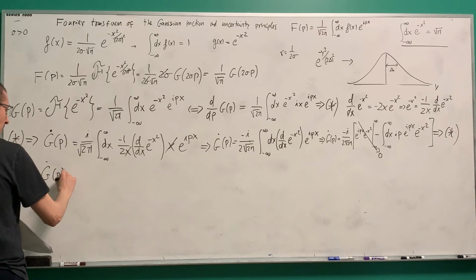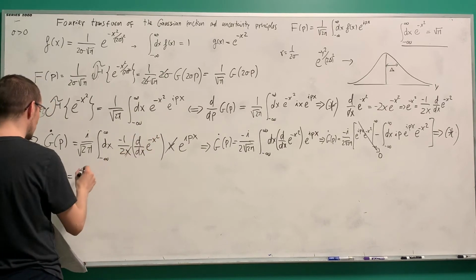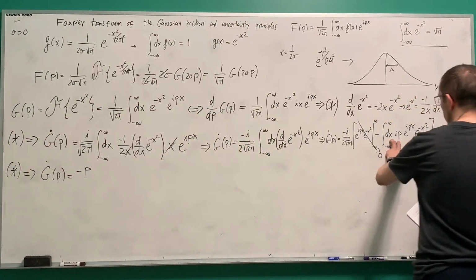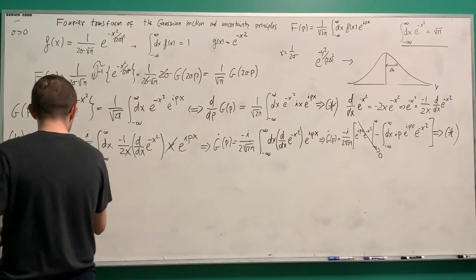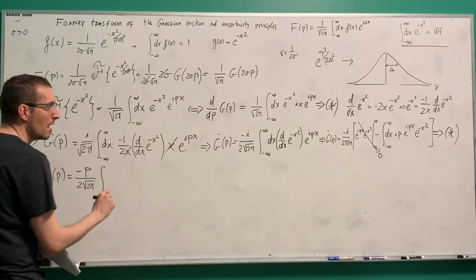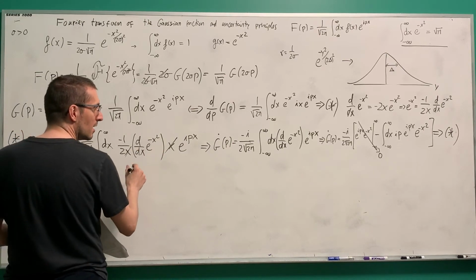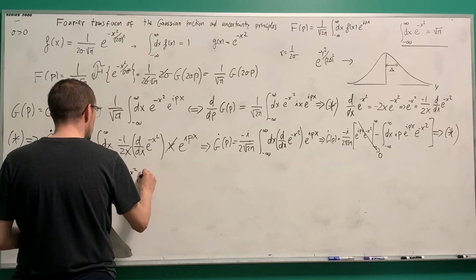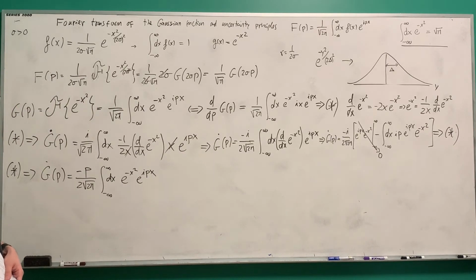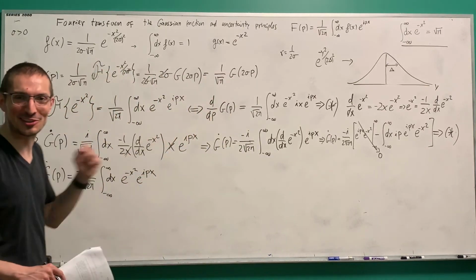g dot of p is equal, again, let's write it, the i and the i are minus, and the minus and minus are plus. So we have a minus p, the p can come out because it's an integral with respect to x, divided by root 2 pi, and now the integral from minus infinity to infinity, dx of e to the minus x squared, e to the ipx.